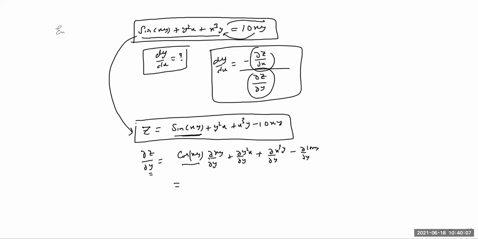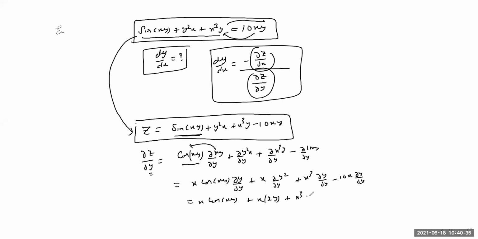So x is outside because of the chain rule. So x will come outside, so we get x cos xy, and then del y by del y is 1. Then x is outside, del y by del y square, plus x cube is constant, so del y by del y. Then x is constant, del y by del y. So now what you get is x cos xy plus x into 2y plus x cube into 1 minus 10x into 1. That's the answer, first part.